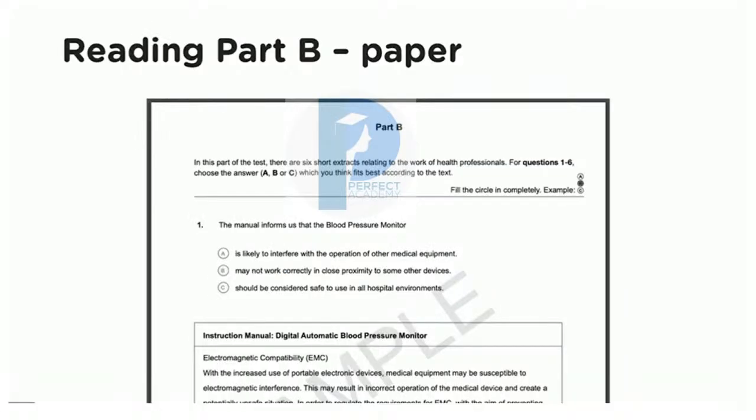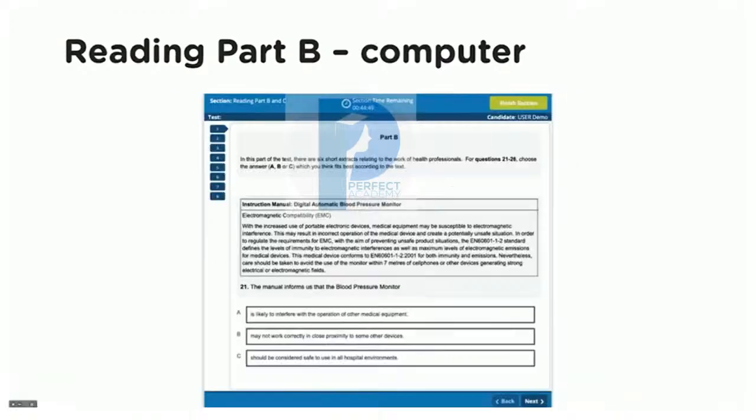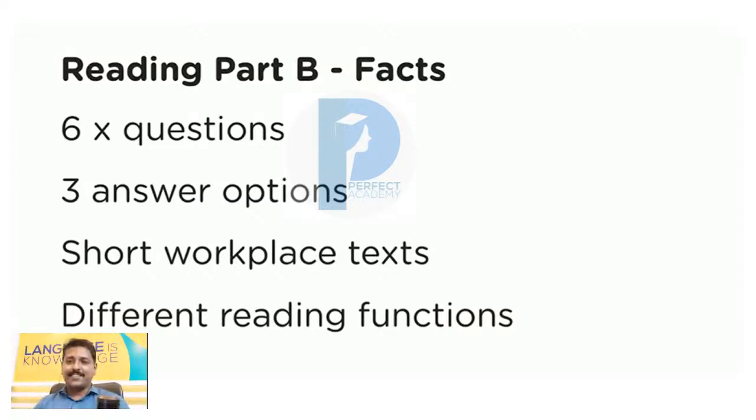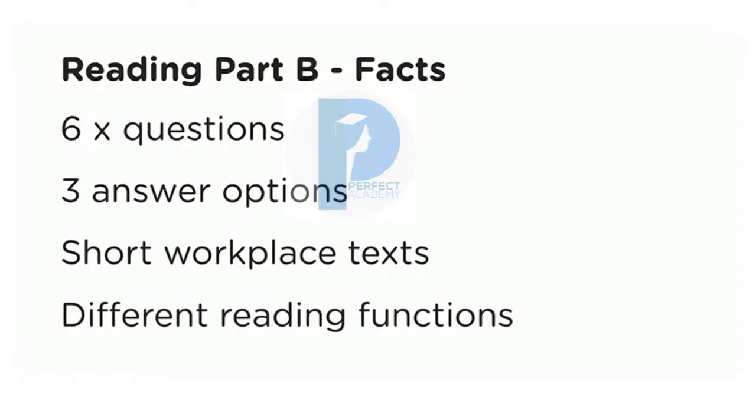Now this is how part B looks. You now see the computer version of reading part B. Here you have 6 questions, 3 answer options, and a short work-based text. It is comparatively way shorter, with different reading functions. You will see a lot of functions involved, so make sure that you are focusing on this and going in depth.